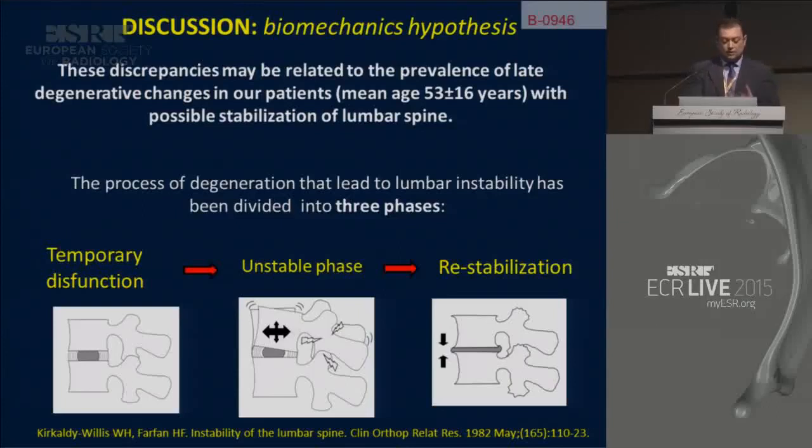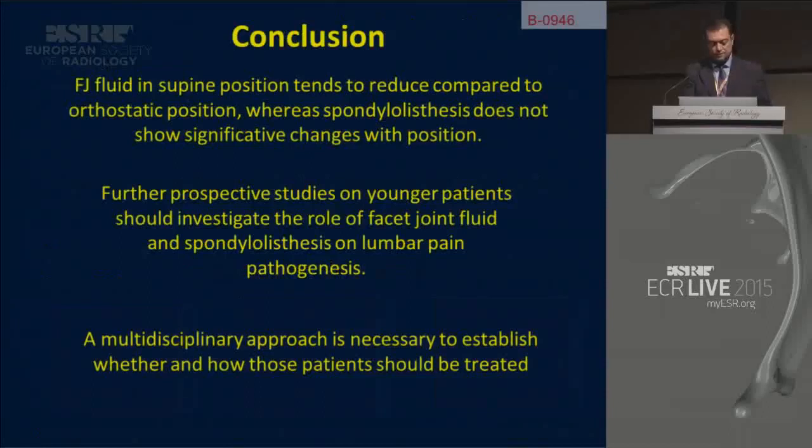The process of degeneration which leads to lumbar instability has been divided into three phases: temporary dysfunction, unstable phase, and restabilization by arthrosis. In conclusion, fluid in orthostatic position tends to reduce compared to supine position, whereas spondylolisthesis does not show significant changes with position. Further prospective study on younger patients should investigate the role of facet joint fluid and spondylolisthesis in lumbar pain pathogenesis. A multidisciplinary approach is necessary to establish whether and how those patients should be treated.